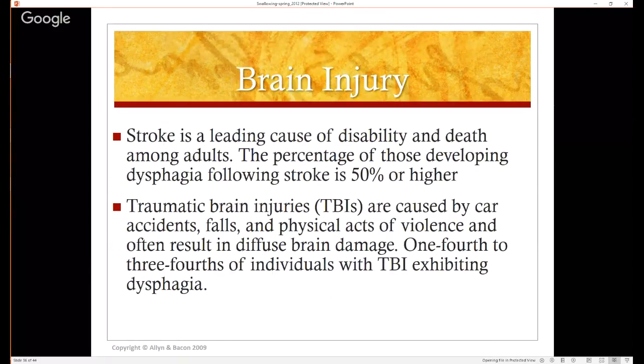Stroke is a leading cause of disability and death among adults. The percentage of those developing dysphagia following stroke is 50% or higher. And then looking at TBIs caused by car accidents, falls, and physical acts of violence, they can also result in diffuse brain damage, and 1/4 to 3/4 of individuals with TBI exhibit dysphagia.